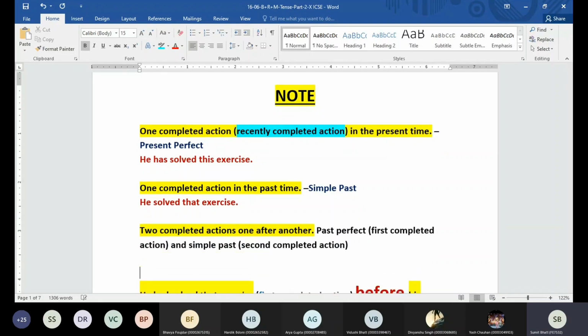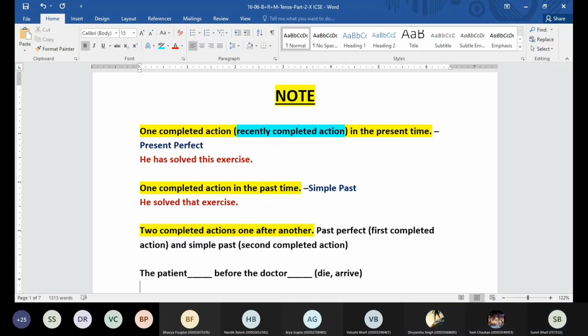For example, if you get a sentence in the exam like: the patient, dash, before the doctor, dash. We have to use something with die, and something with arrive. So what am I going to go for? Died and arrived. The patient had died before the doctor arrived. Can I say the patient had died before the doctor had arrived? Can I say so? No, sir.